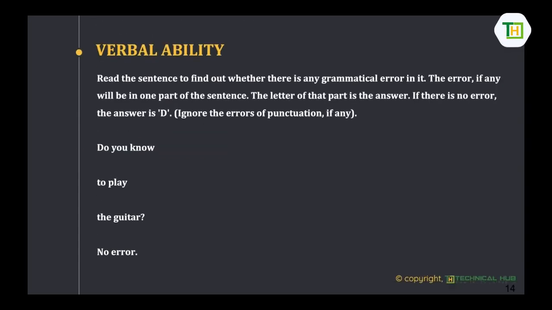Let's see one more. Do you know to play the guitar? Do you know? Correct. To play. Correct. The guitar. Correct. So the option is no error. This is the right option.